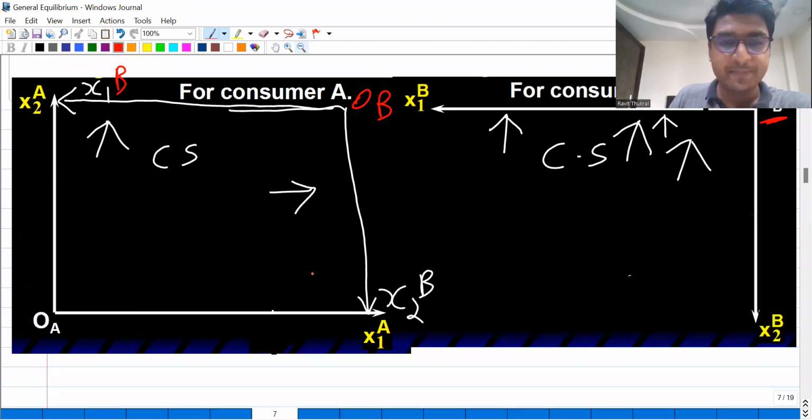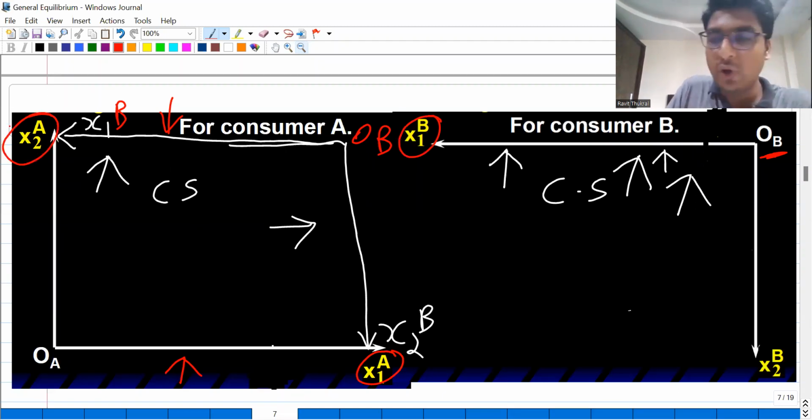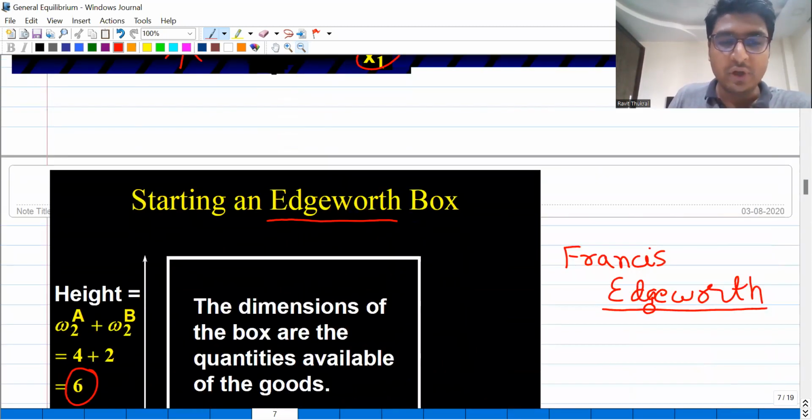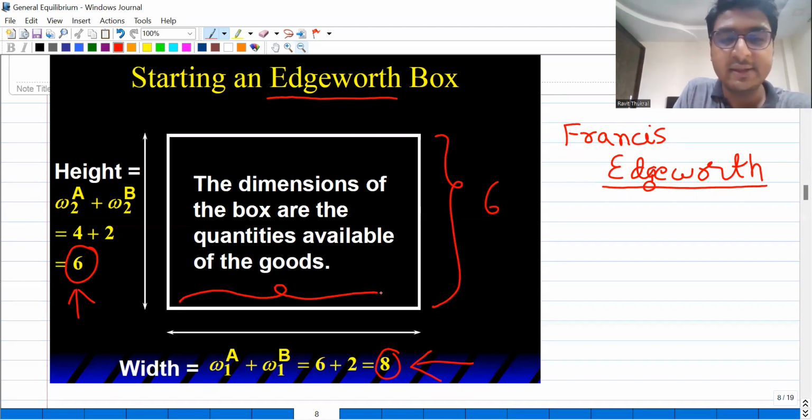So notice that good 1 जो है वो horizontal axis पर है. ठीक है, good 1 for both the consumers is on the horizontal axis and good 2 for both the consumers is on the vertical axis. Okay, तो क्योंकि इस इकोनॉमी के अंदर टोटल 8 यूनिट्स हैं गुड 1 के, तो उसी डायमेंशन के बेसिस पर वी हैव द लेंथ ऑफ दिस बॉक्स. Okay, and height of this box is based on the total units of good 2, which is 6 in this economy. So this is 6 and this is 8.